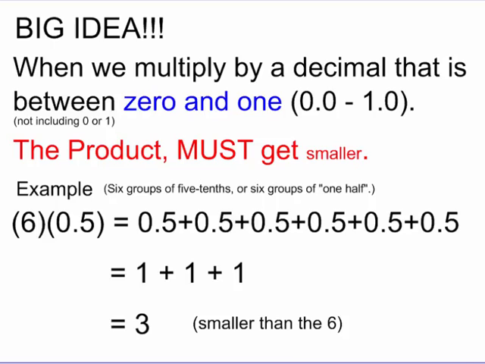So I have a little example here: 6 times 0.5, or 6 times 5 tenths, 6 times 1 half, however you need to say it. You'll notice I'm using my shortcut for addition: repetitive addition is multiplication. So I'm just going to write out 6 groups of 1 half, or 0.5, and then combine them together. 2 halves make 1 whole unit. I have 3 whole units by the time I'm done, and you'll notice that the 3, the product, is smaller than the 6 that I initially started with. So I've multiplied 2 numbers together and gotten a smaller value. That's one of the big ideas when multiplying by a decimal between 0 and 1.